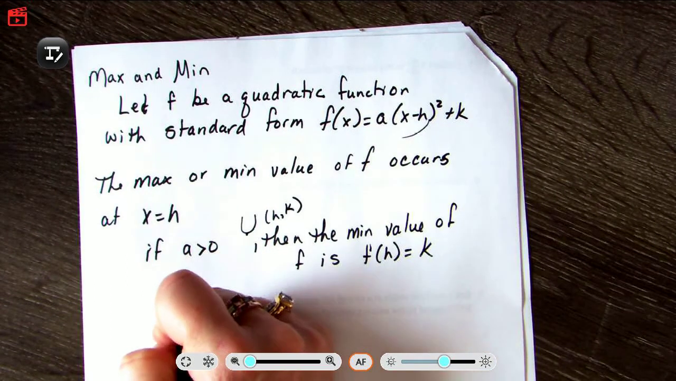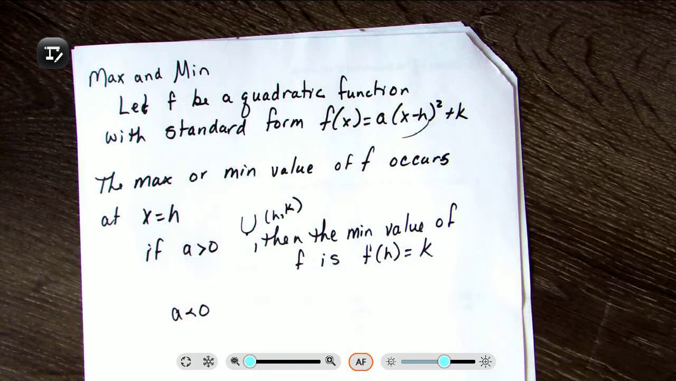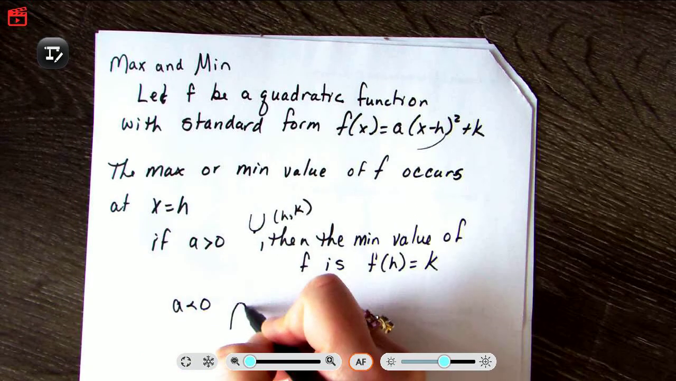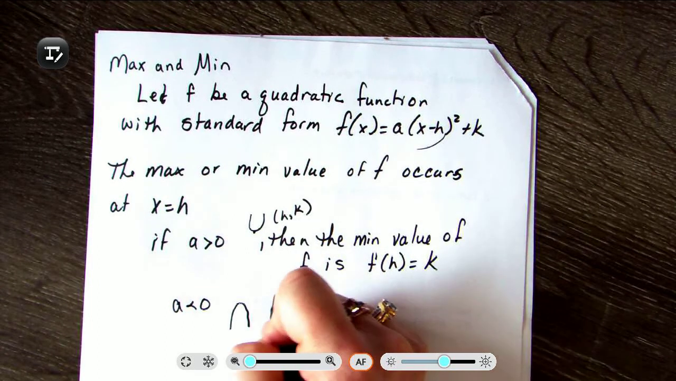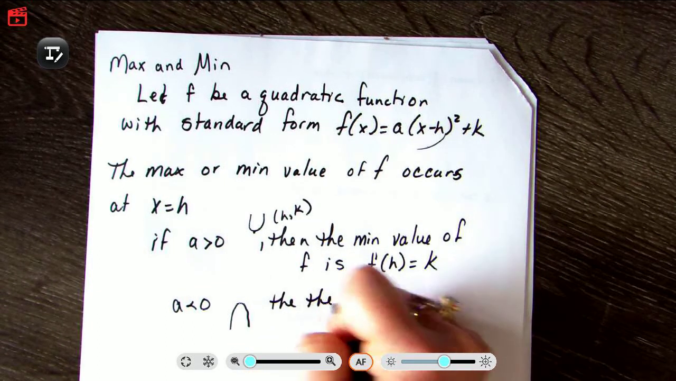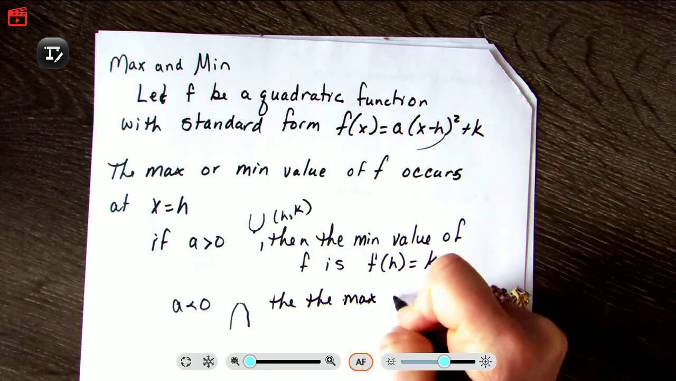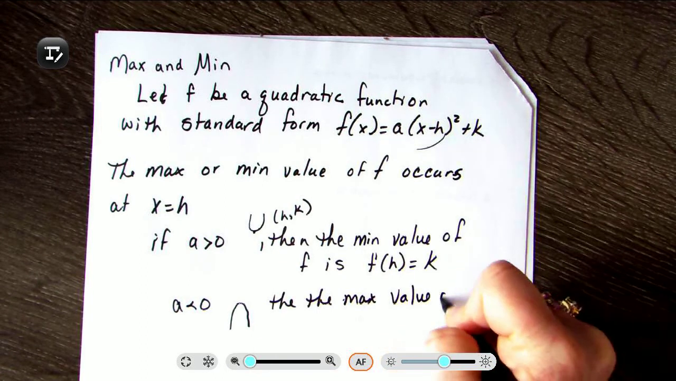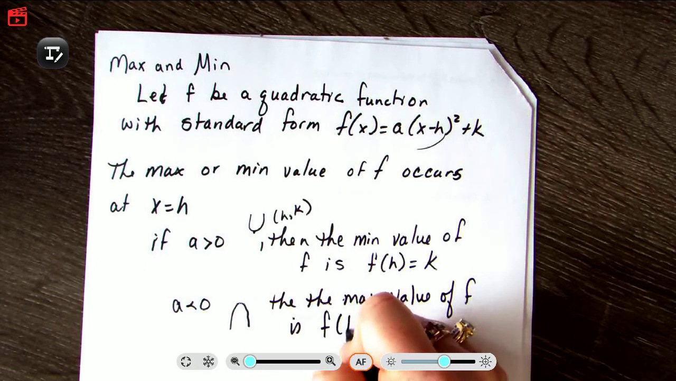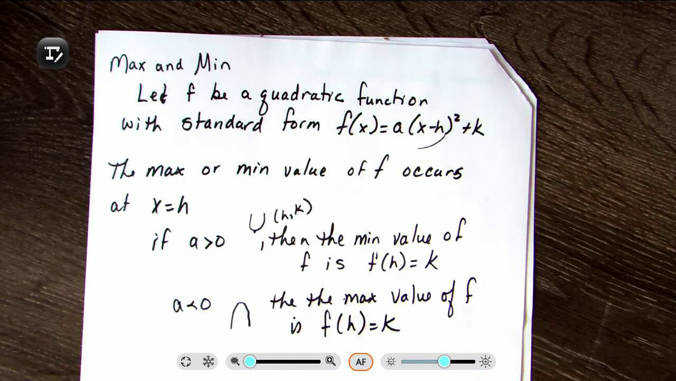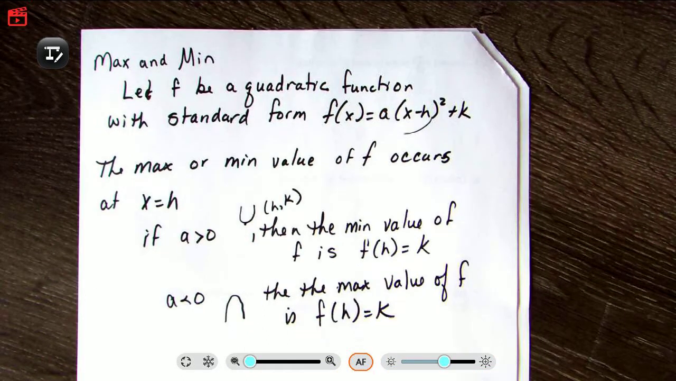If a is less than 0, then this thing is going to open downward. So instead of a minimum value, we're going to have a maximum value of f is f of h, which is also equal to k. So the same idea, but maxes versus mins.